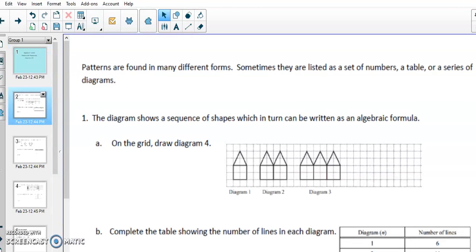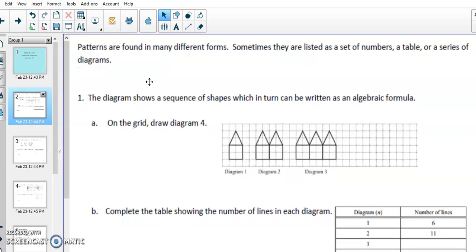So what you're going to see, I'll just read this aloud. Patterns are found in many different forms. Sometimes they are listed as sets of numbers, a table, or a series of diagrams. So we're actually going to start with this diagram. This is not something that appears to be algebraic, but you'll see where we're going with it.